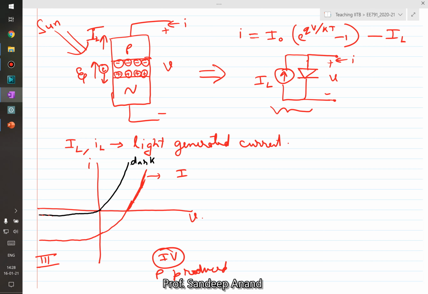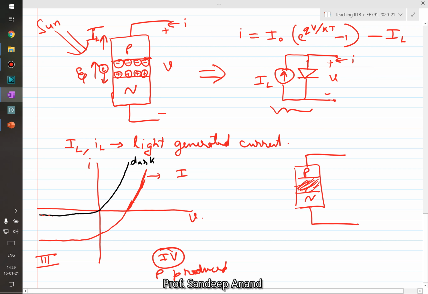Usually people prefer to represent this graph in a flipped manner. So the usual convention is that if we have a PN junction, right, depletion region, then if it's a solar cell, most of the literature would refer to the current going out as positive. So let me call it a PV current, and the voltage polarity is still PV.